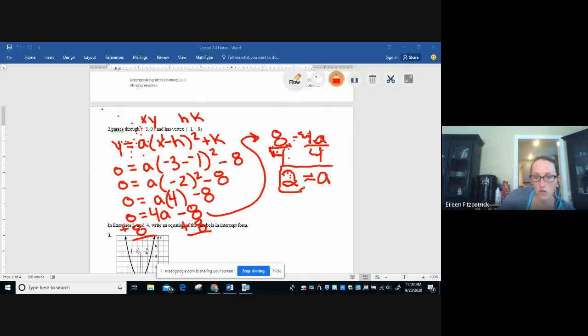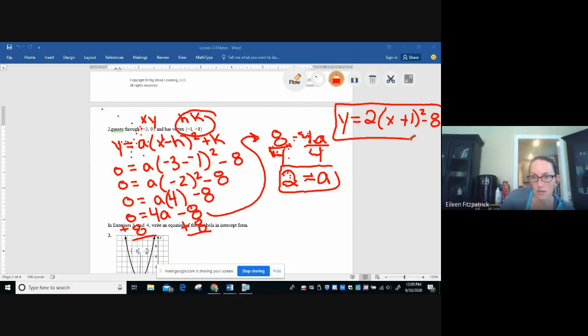Okay. Once you know your A value and your H and your K value, you're ready to write your answer. So it's Y is equal to 2 parentheses X minus H. So minus a 1 is plus 1 squared minus 8. And that would be your answer.